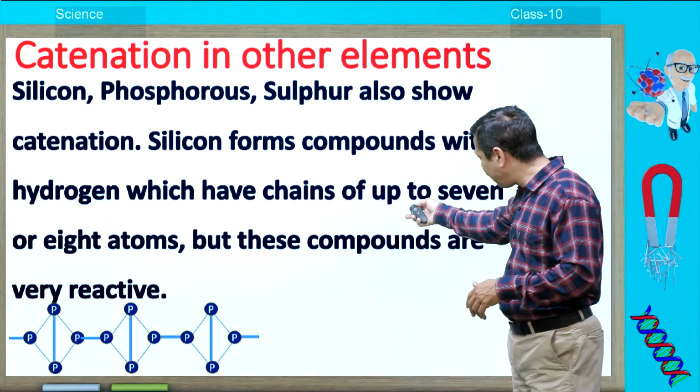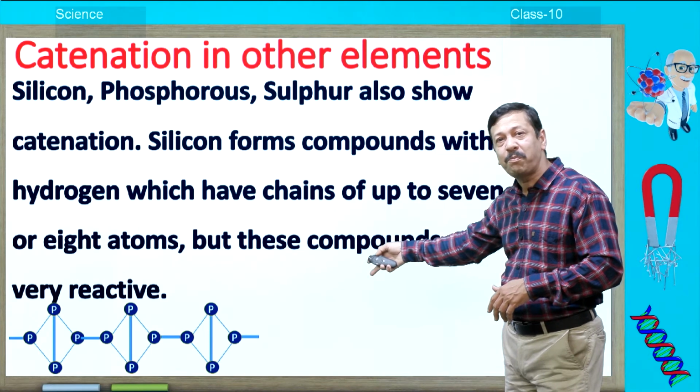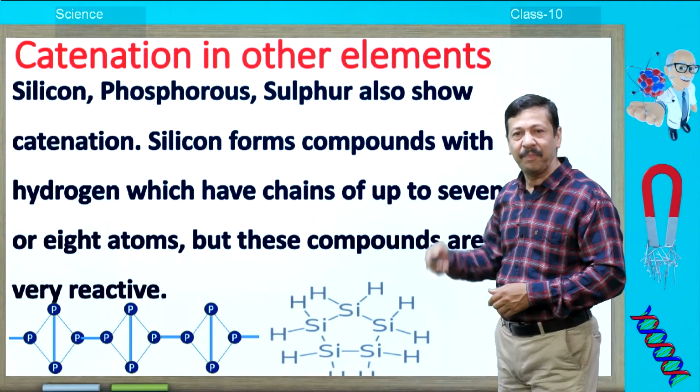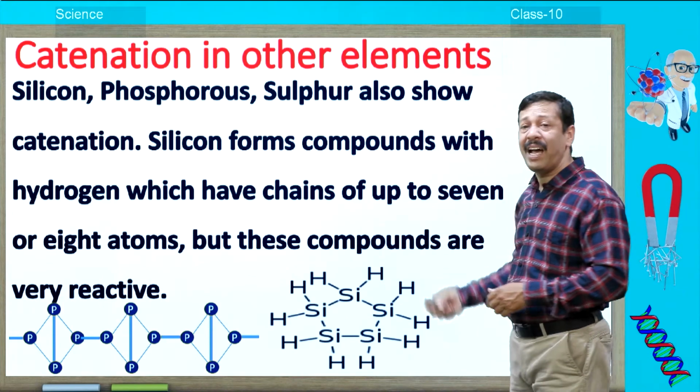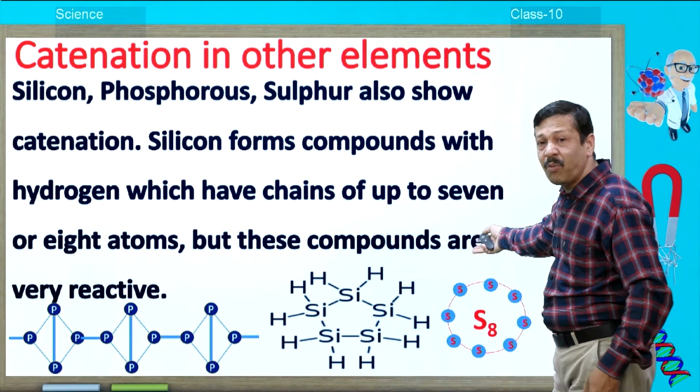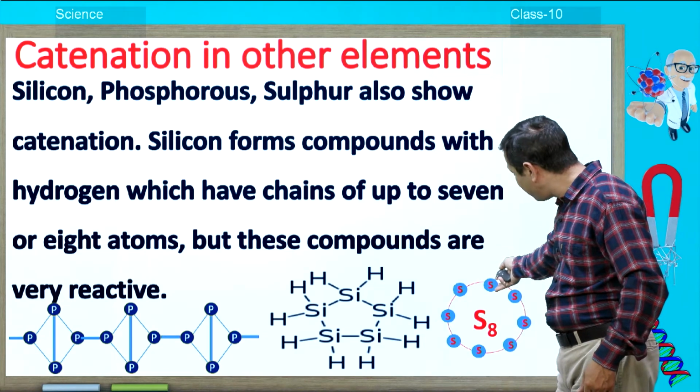Here you are seeing this is the red phosphorus that is used in matchsticks, right? Now this is the silicon hydride, a ring structure, and this is, what is this? This is the sulfur S8 molecule.